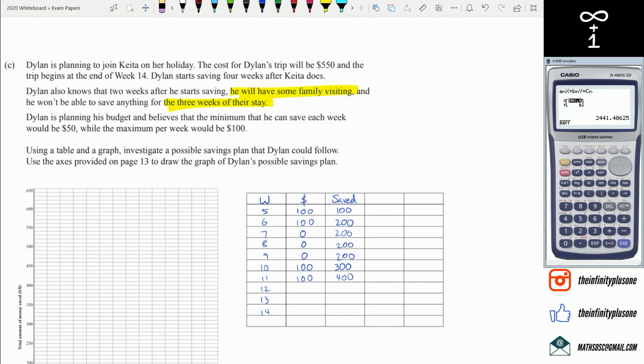And of course, I want to get to 550. So I might put this as 50, which is 450. Another 50 gives me 500. Another 50 gives me 550. Does it actually say he needs to save 550 at the end of that?